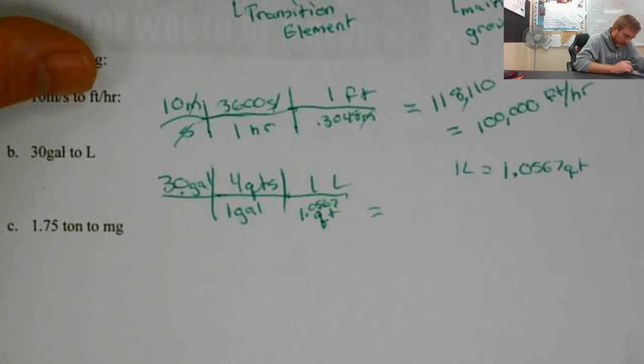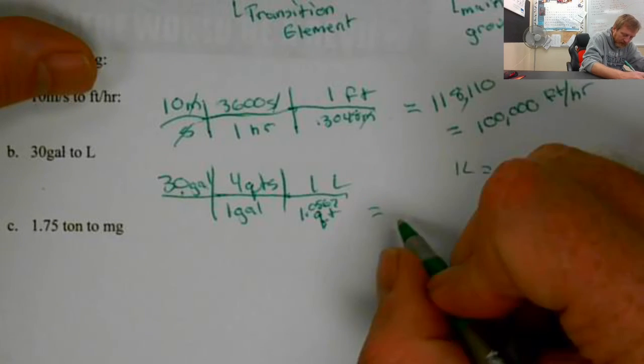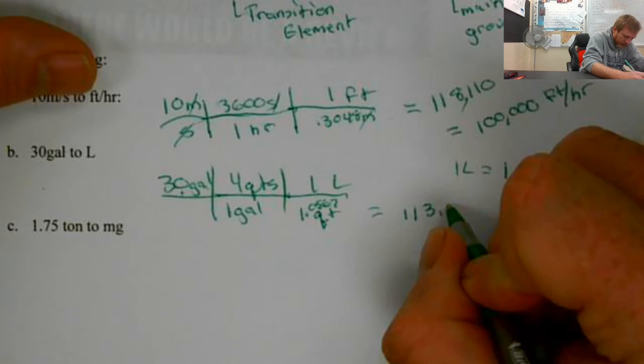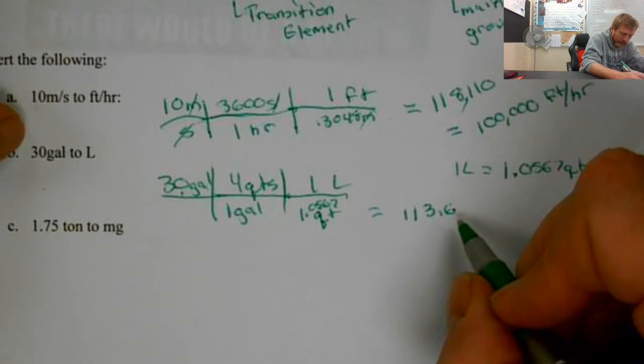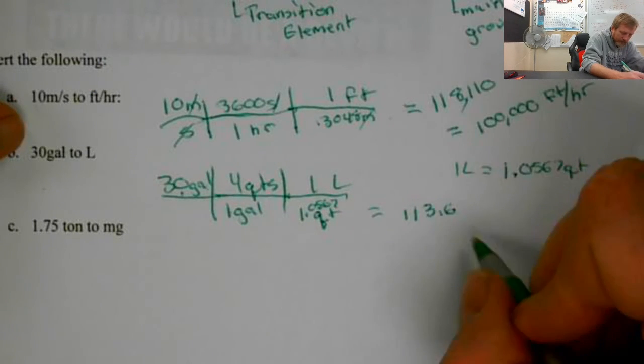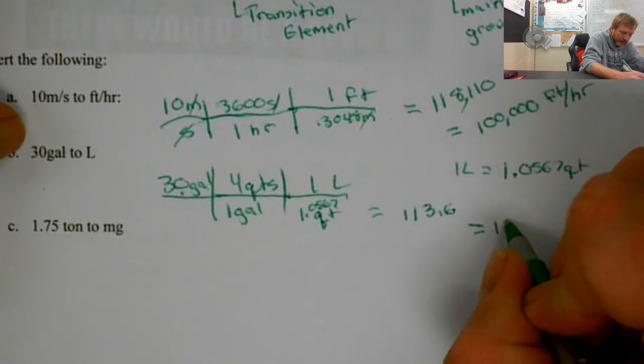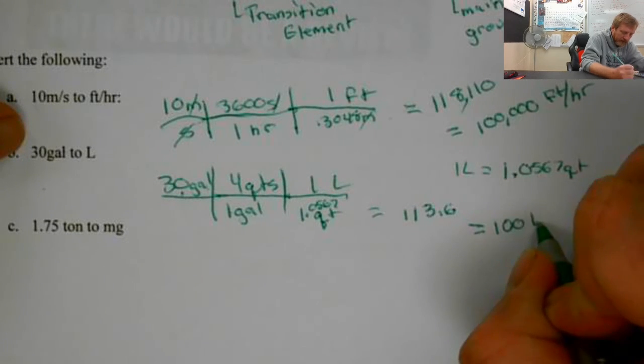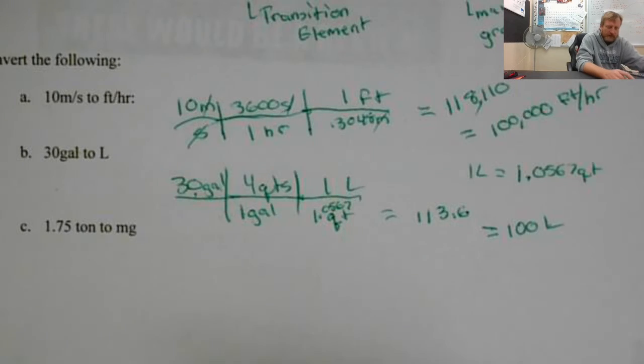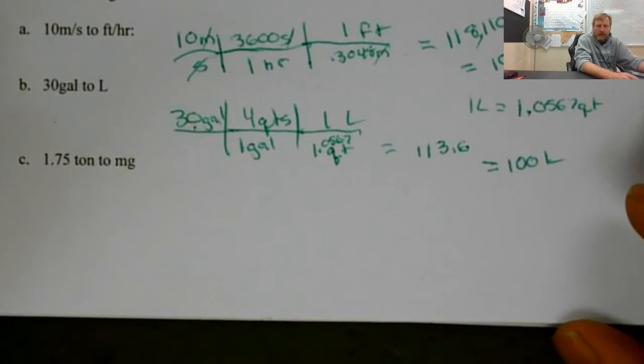So I end up with this 113.6. Again, 1 sig fig. So I got to round it to 1 sig fig. So I would have 100 liters approximately in 30 gallons.